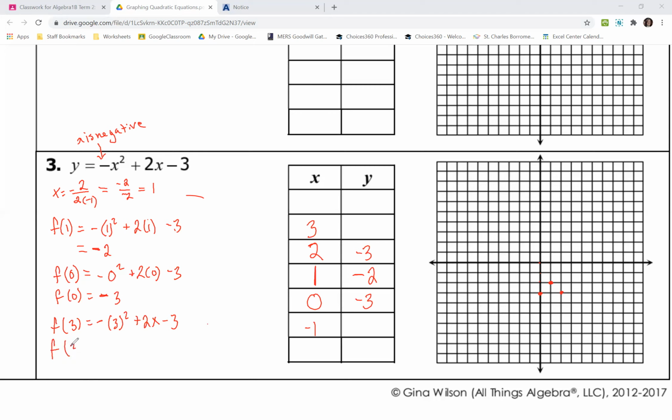So f of 3 equals, let's see, that's going to give me negative 9 plus 6 minus 3. That's going to give me a negative 12 plus 6 is a negative 6. Okay, so I have a positive 3 all the way down to negative 6. 1, 2, 3, 4, 5, 6.